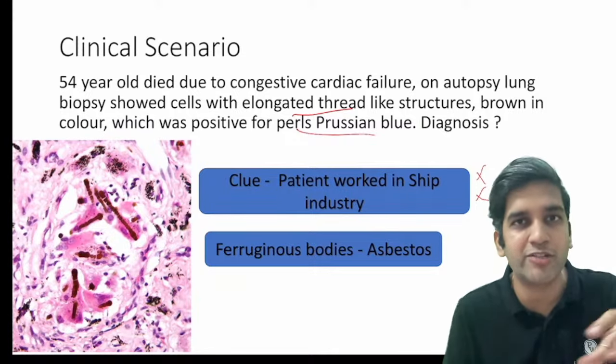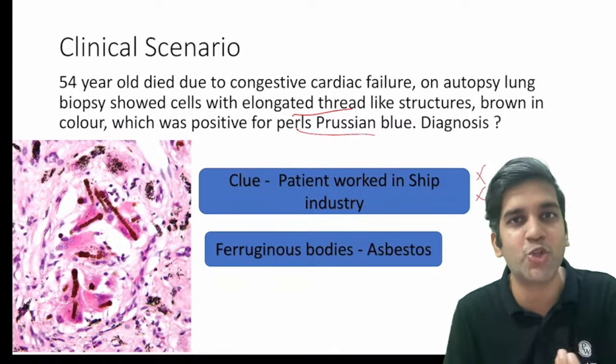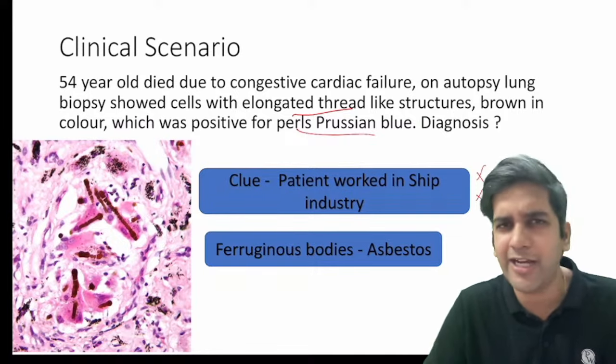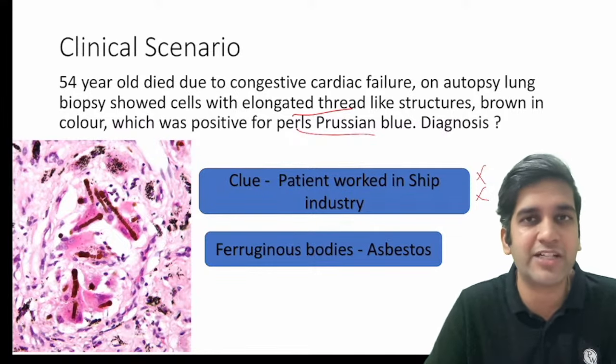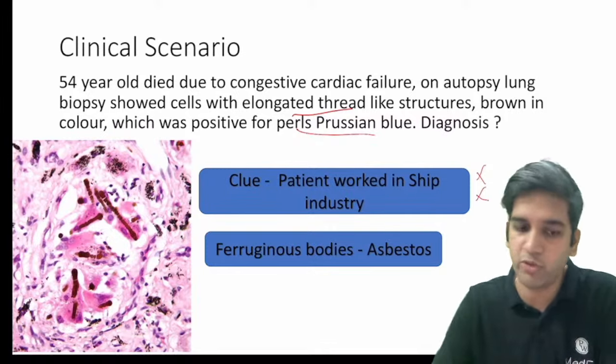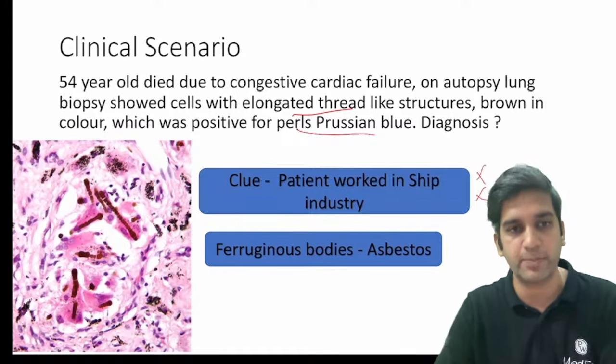The long-standing controversy which hardly comes in exam: the most common carcinoma in asbestosis is lung adenocarcinoma. Perfect. The most specific carcinoma is undoubtedly mesothelioma, right? Perfect, Divya. Amphibole fibers are more pathogenic compared to serpentine fibers, right?